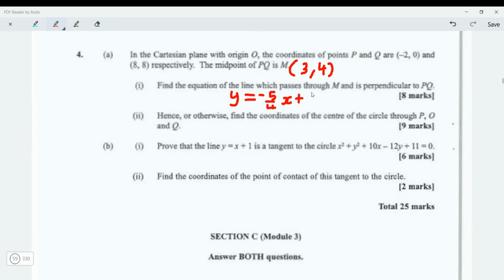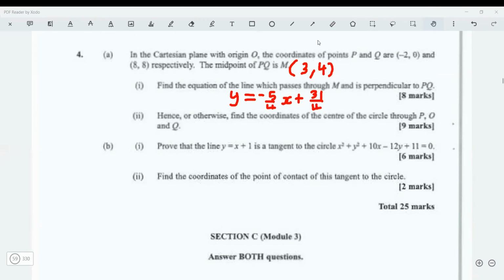If you want to make y the subject. Then it says, hence or otherwise, find the coordinates of the center of the circle through P, O, and Q. Find the coordinates of the center of the circle through P, O, and Q.